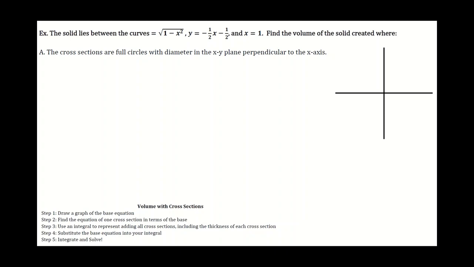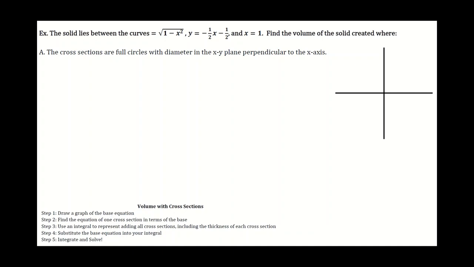I'm just going to go ahead and get started. Okay, so the solid lies between the curves y equals the square root of 1 minus x squared, y equals negative 1/2 x minus 1/2, and x equals 1. Find the volume of the solid created where the cross sections are full circles with diameter in the xy plane perpendicular to the x-axis. Okay, so first thing we're going to do is draw a graph of the base equation.